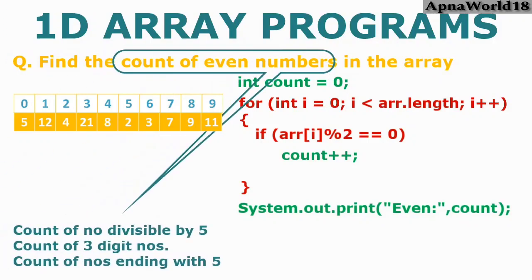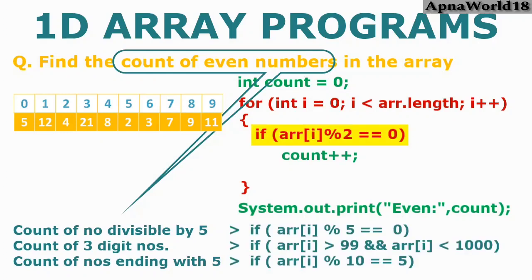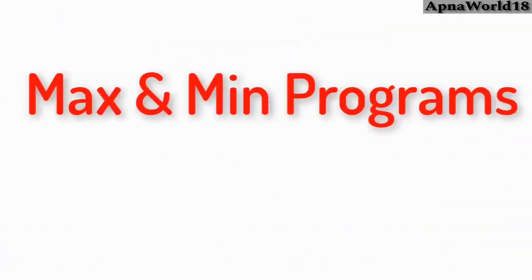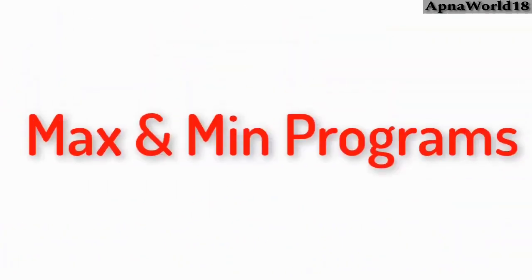Now this program can also have variations like count all the numbers divisible by 5 or 3-digit numbers or count numbers ending with 5, etc. You just need to change the if condition as we learnt in the print, and it will be a new count program. Now how do we do max and min programs?